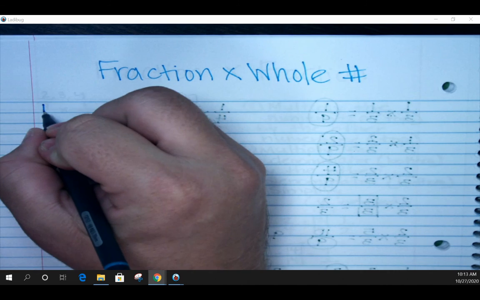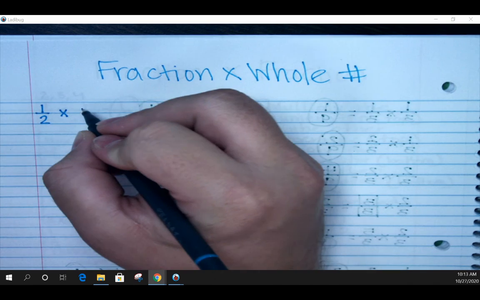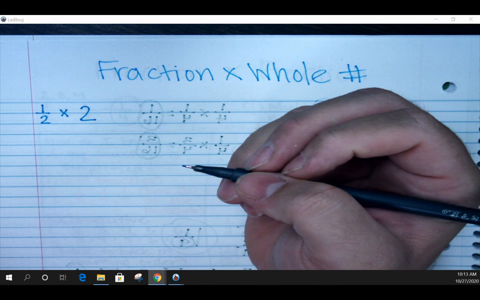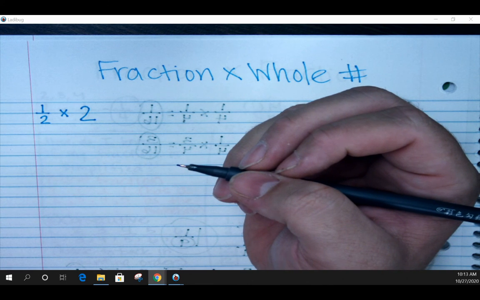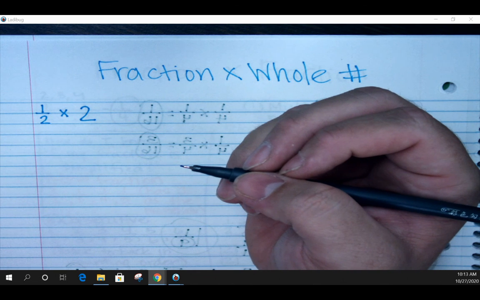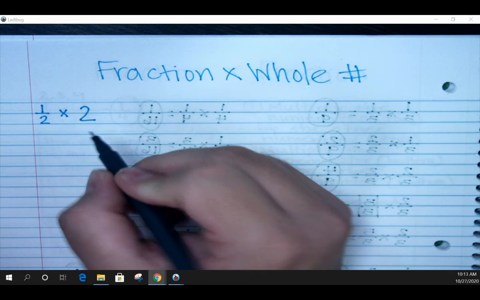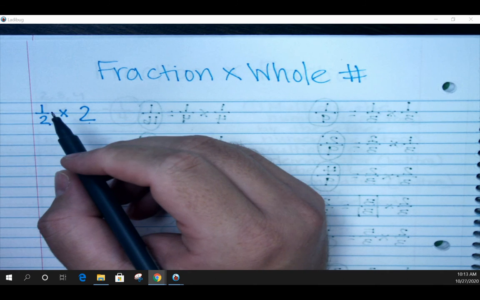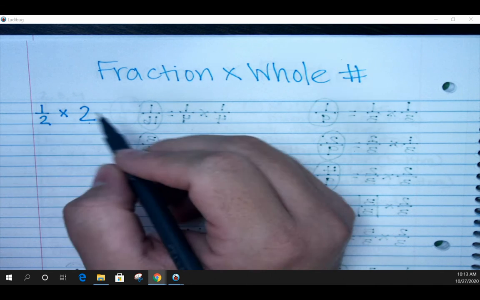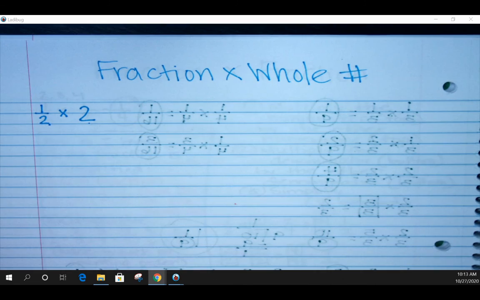So, if we had 1/2 times 2, now I don't know if you remember doing this in 4th grade or 3rd grade, but you could do 2 divided by 2 equals 1 times 1 is 1, and you could get the answer that way. But I'm showing you the actual way that we do a fraction times a whole number. Okay?